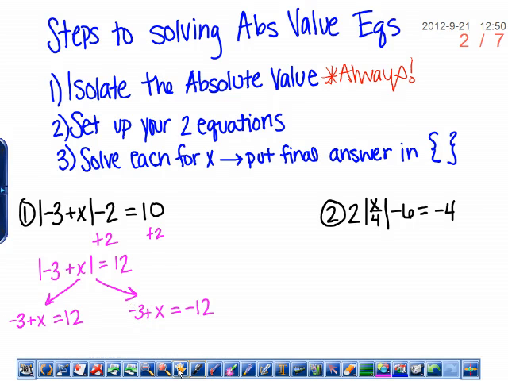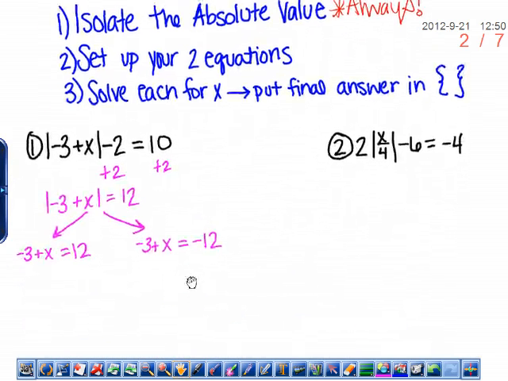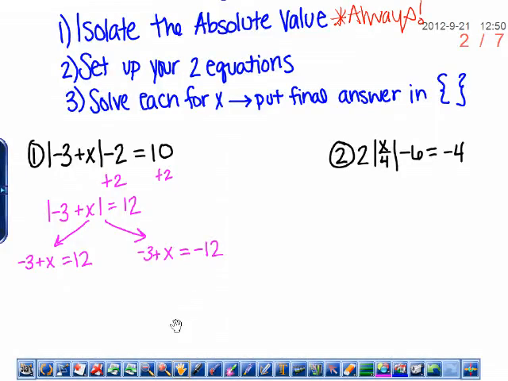Okay. What's your question? I don't understand why you split it into equaling 12 and negative 12. Okay, the reason that you split it into 2 equations is because, in order to have an absolute value of 12, the inside either has to be equal to positive 12 or it has to be equal to negative 12. Okay? Go ahead and solve each of these equations.